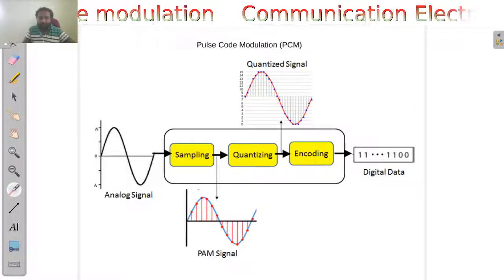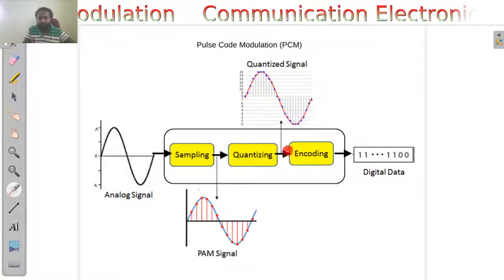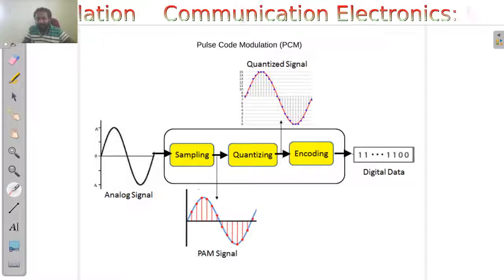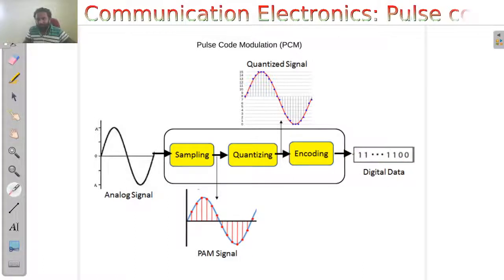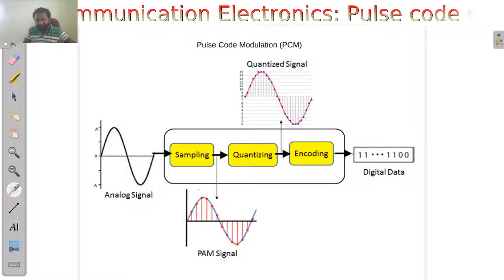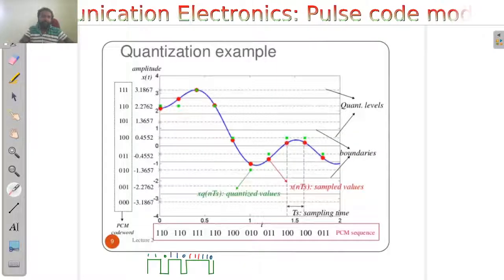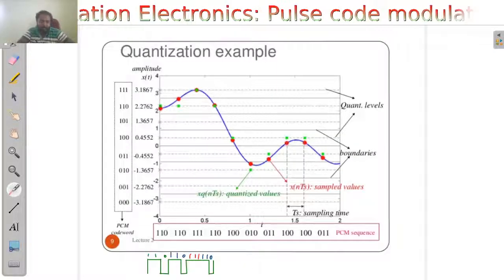So the third step is, after the quantized signal is obtained, you will be representing each of these samples by its digital number. So this is your digital binary data that is going to be transmitted. So let us see an example of quantization.